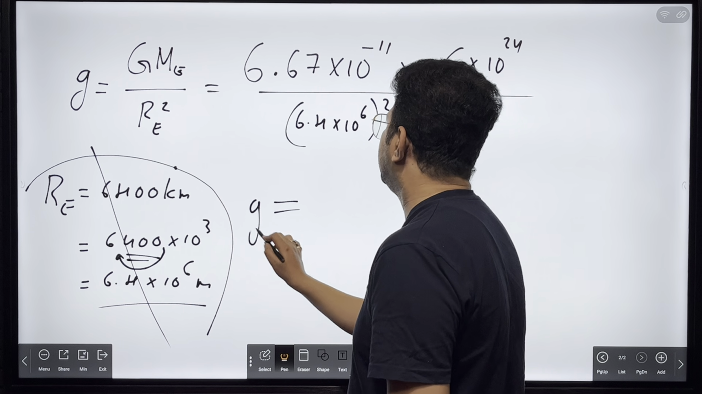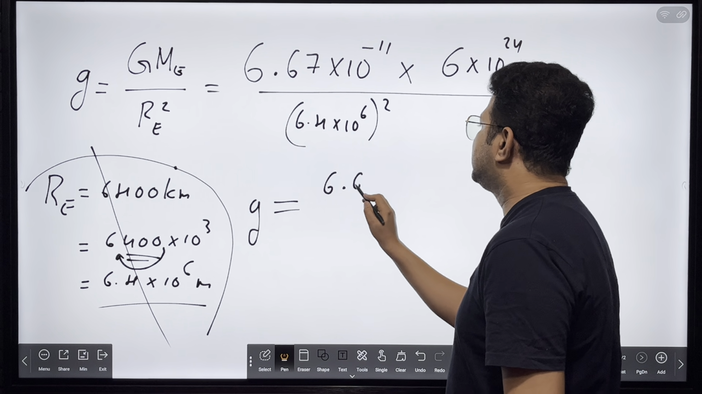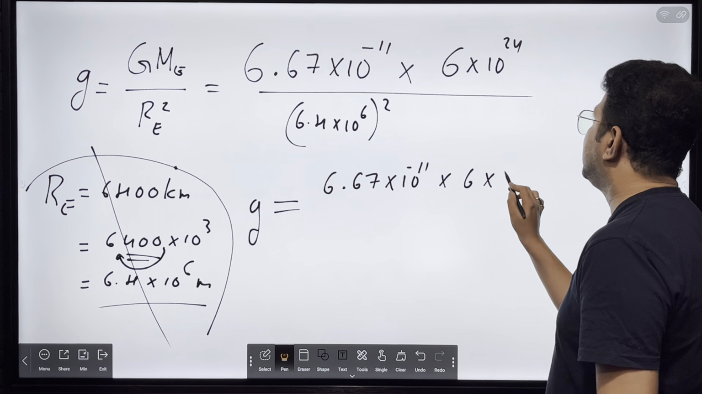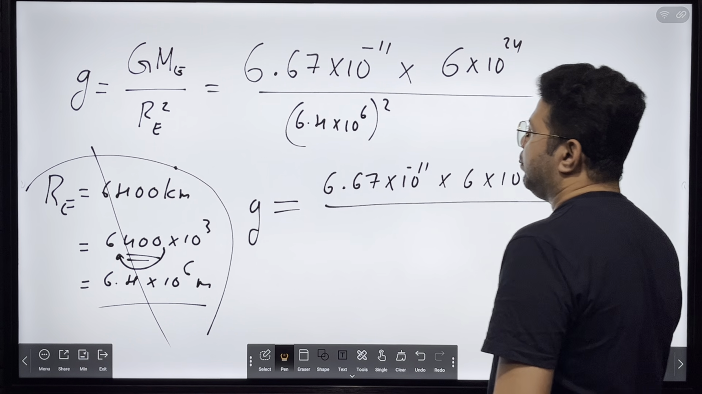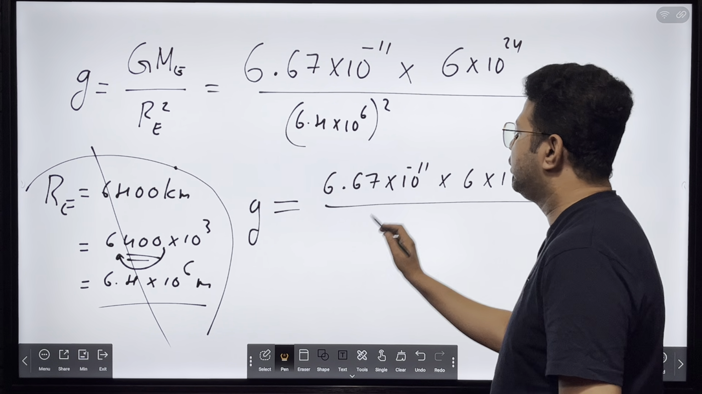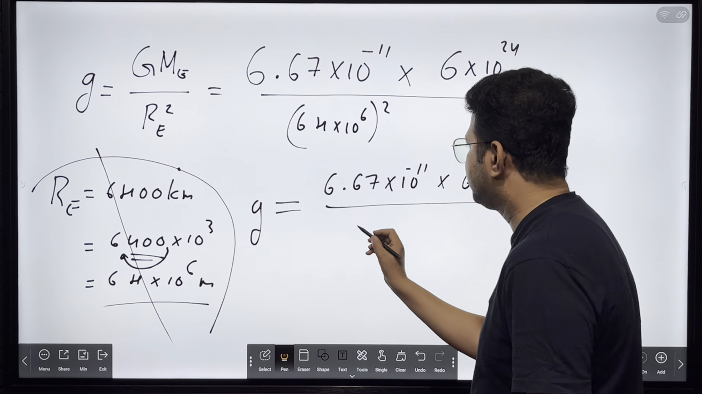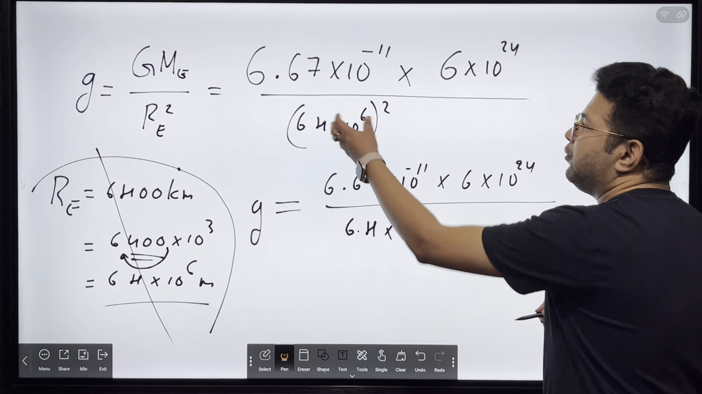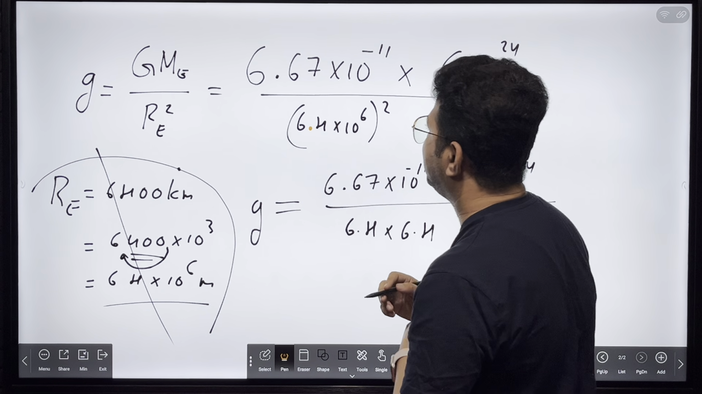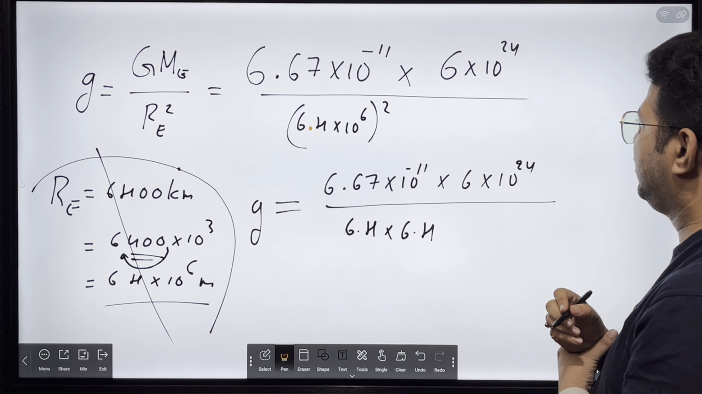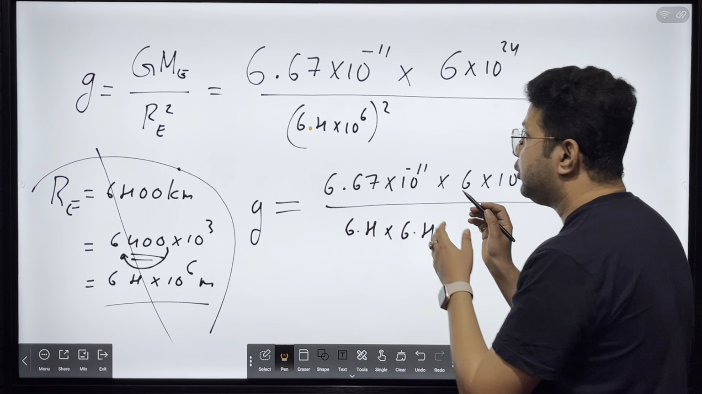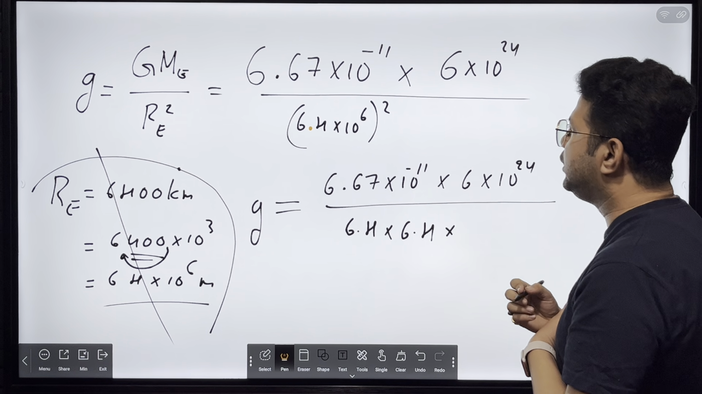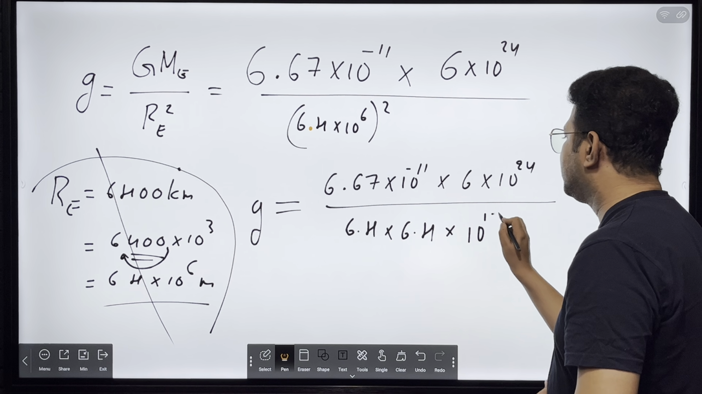G is equal to 6.67 into 10 to the power minus 11 into 6 into 10 to the power 24 divided by 6.4 into 10 raised to 6 whole square. 6.4 square means 6.4 into 6.4, correct now? Into 10 to the power 6 whole square means 10 to the power 12, correct now?